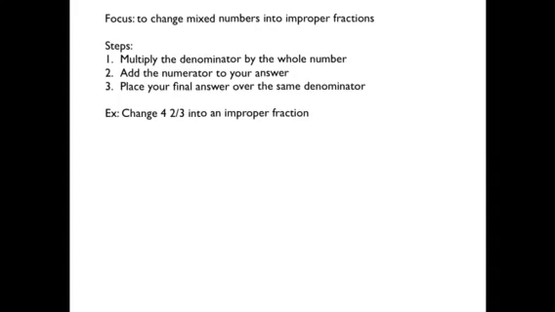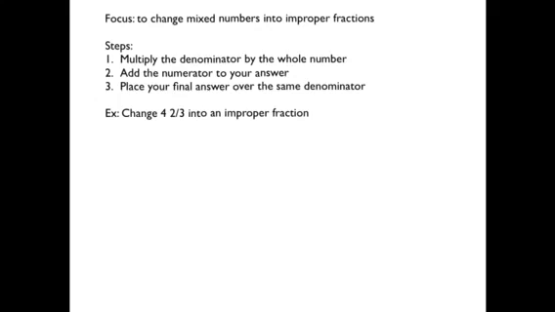Now we're going to work on changing mixed numbers into improper fractions, which really isn't that difficult as long as you follow the steps. The first step is to multiply the denominator by the whole number. Your second step will be to add the numerator to your answer. And finally, place your final answer over the same denominator. Please pause.